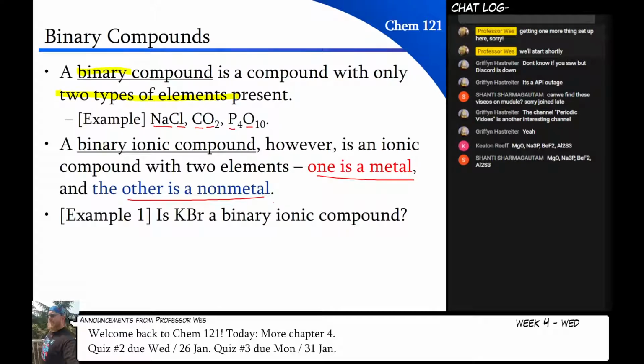So, if I give you a compound, the first thing you want to do is look at it and say, is it binary ionic? And so I would say, well, it has 2 elements, so the binary part checks out. And then one is a metal, and one is a nonmetal. And so the ionic part checks out. So the conclusion we would say is, yes. Yes, it is.